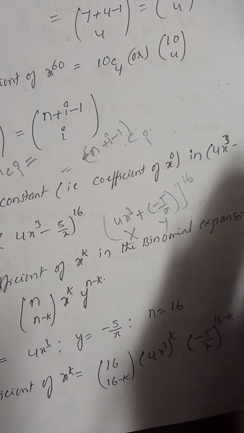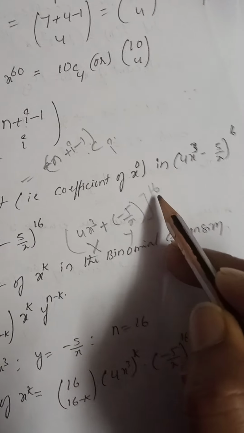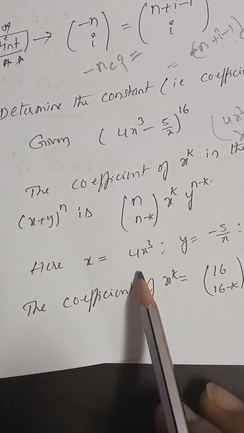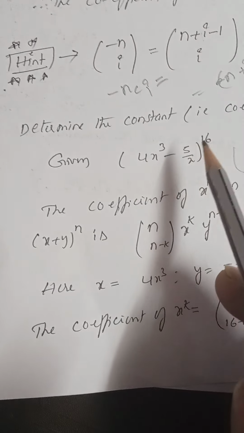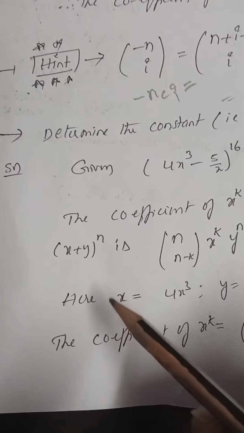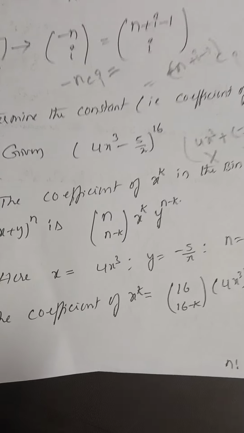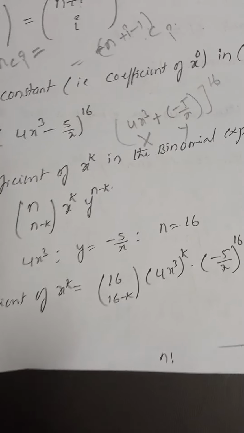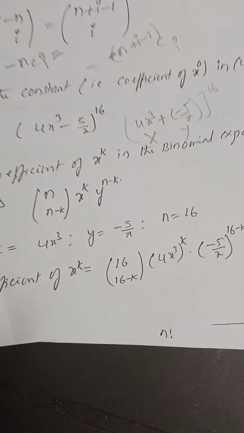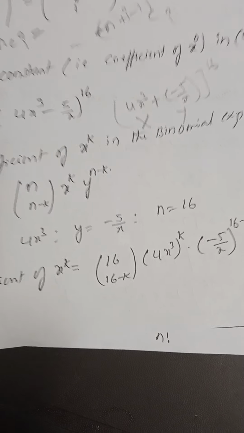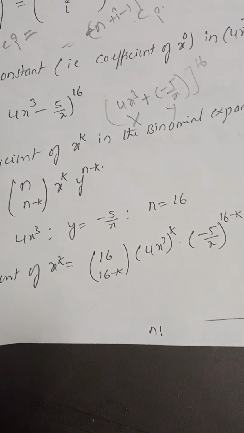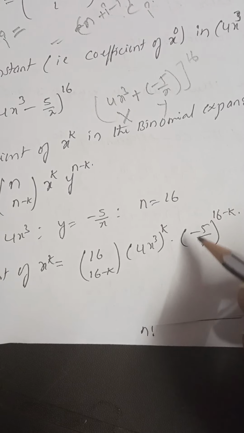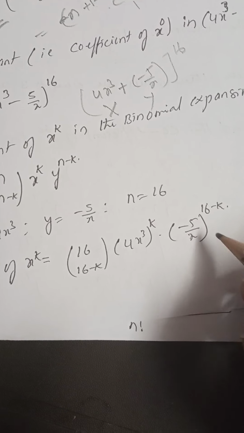This is x, this is y, right, (x + y)^n, where n is equal to 16. Now here clearly we are writing x is equal to 4x cube. We are comparing the given function with the standard form (x + y)^n. Here x is equal to 4x cube and y is equal to minus 5 by x, n is equal to 16. The coefficient of x power k is equal to 16C(16 − k) (4x³)^k (−5/x)^(16 − k), by using the formula.